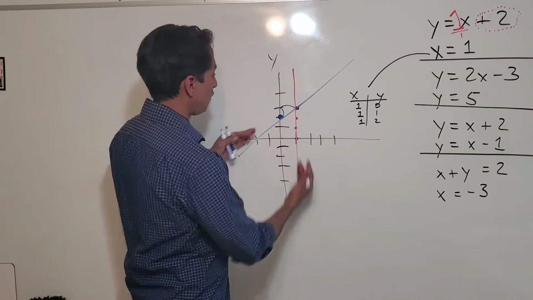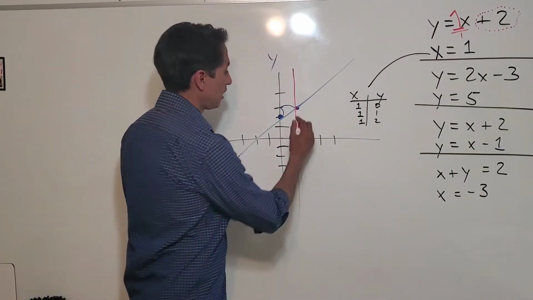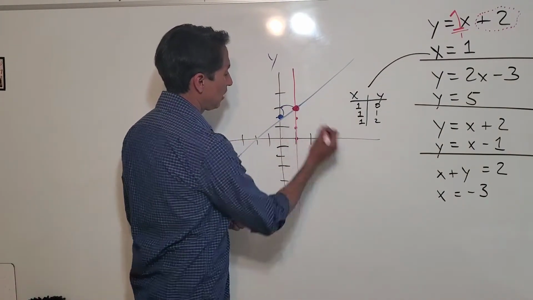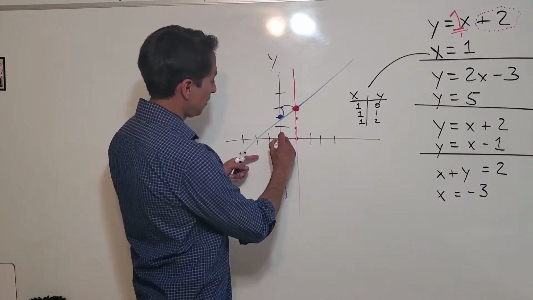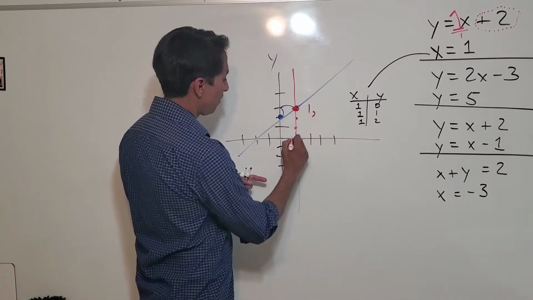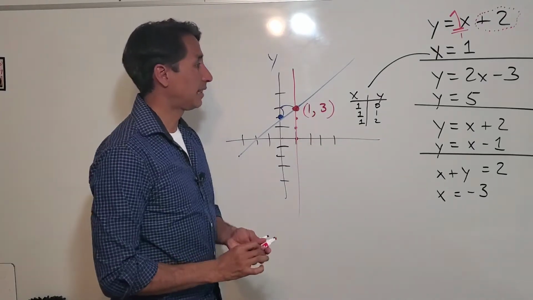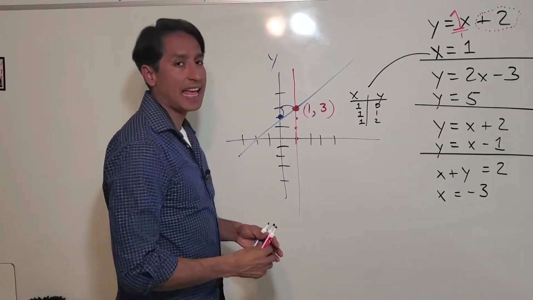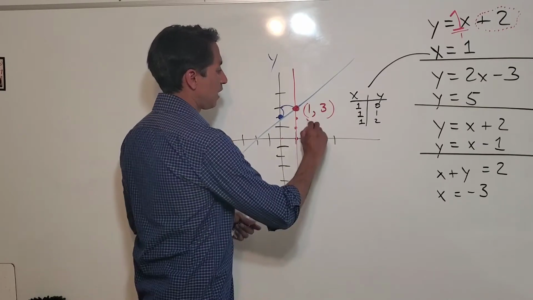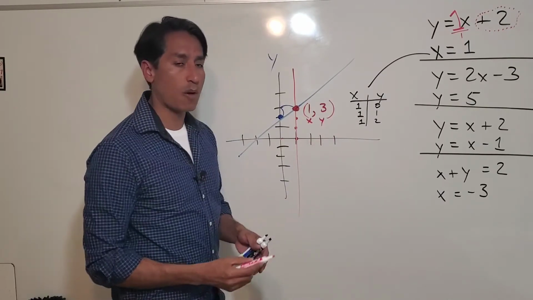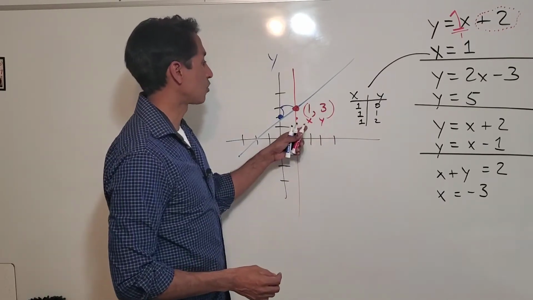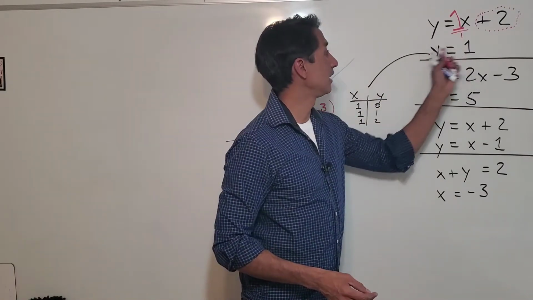And so if you drew these lines nice and straight, then they should cross right here. And let's see here, that's over 1, up 1, 2, 3, okay? And that's our answer. Can I check that? Yes. This is a value for x. This is a value for y. So I'm saying x equals 1. Does x equal 1? Yes.